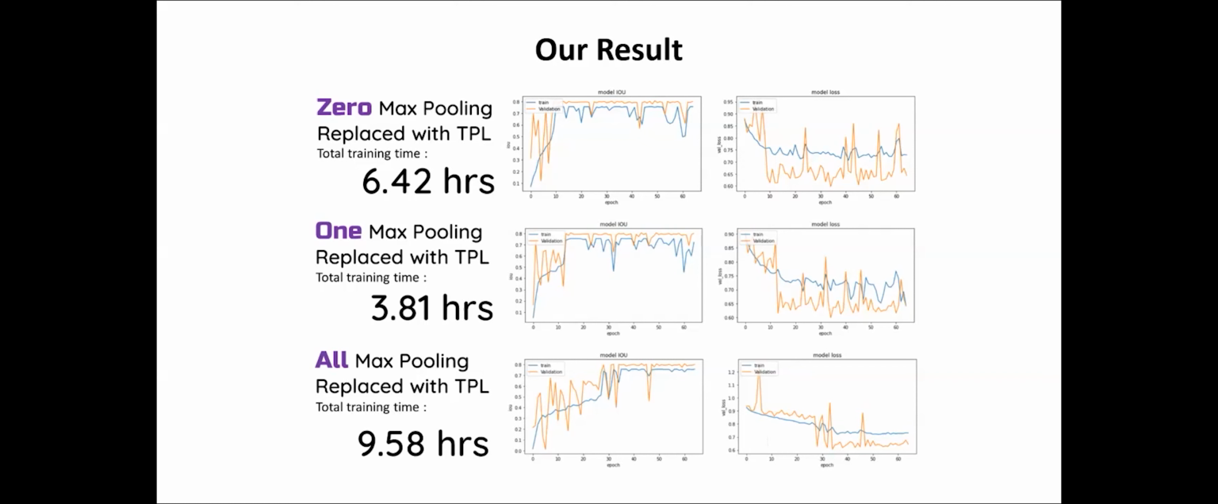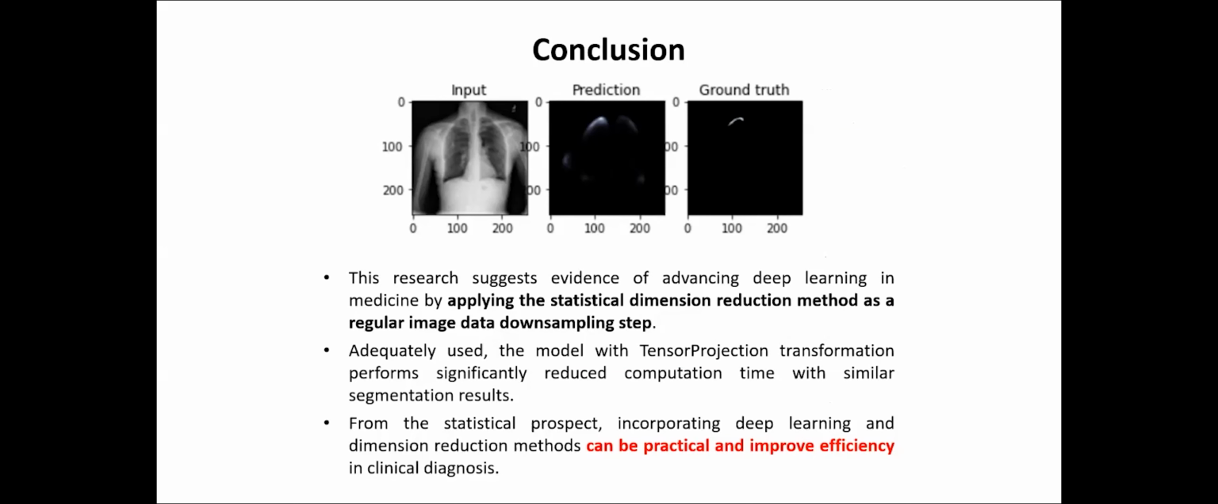The results for the first project I'm sharing with you show that using the tensor projection layer with only one layer decreases the computational time by around one third. However, if you replace all the max pooling layers with tensor projection layers, the time will increase, and we suspect that this is due to the increased number of hyperparameters, which increases the training time. Here is a conclusion showing that such a layer can be practical and improve the efficiency of detecting lesions in pneumothorax.